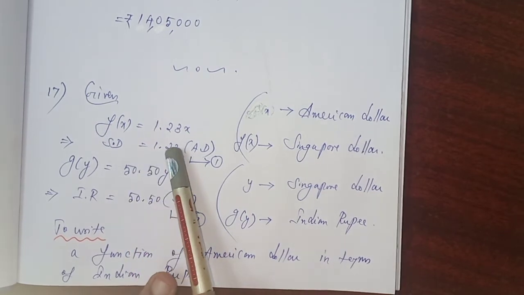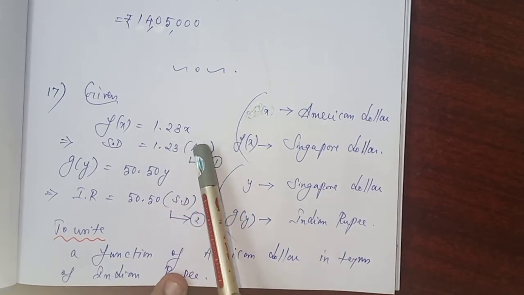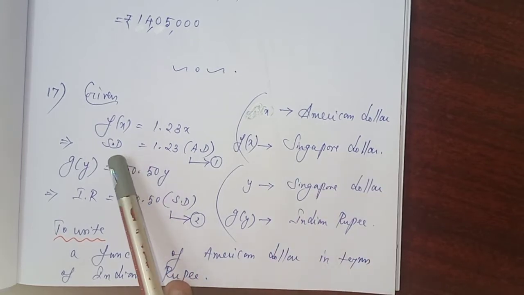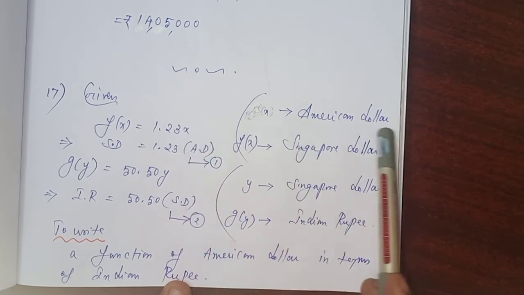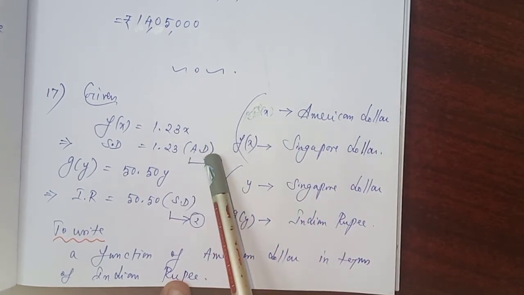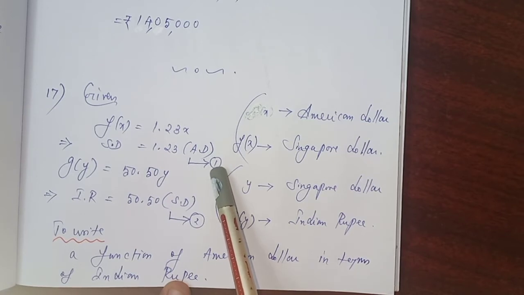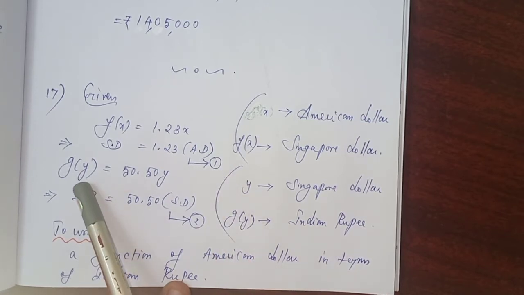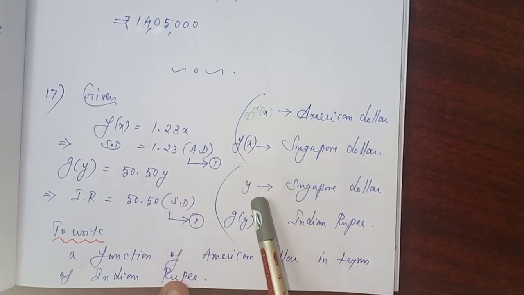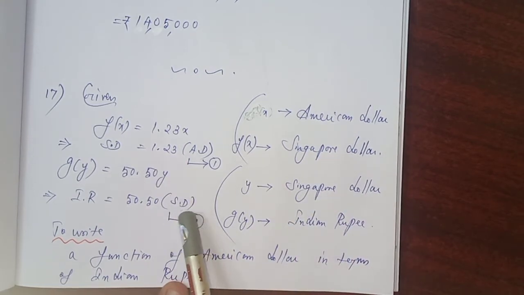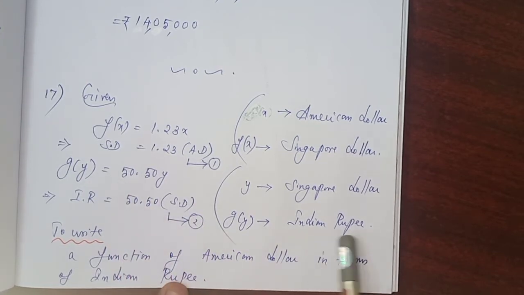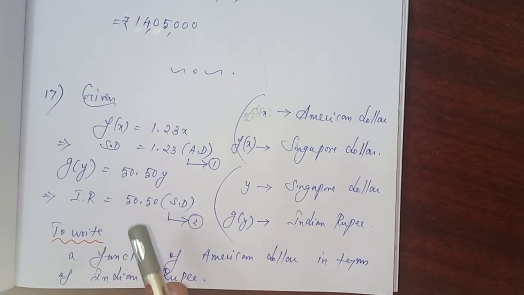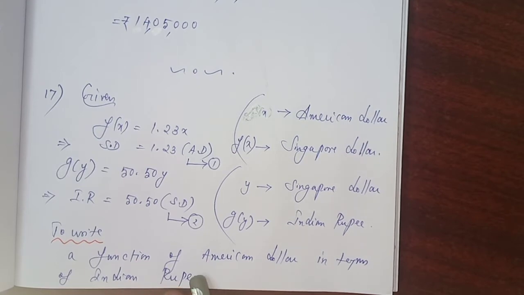Listen, you are given f of x equal to 1.23x. In this problem, f of x represents Singapore dollar, SD, that is equal to 1.23x. Here x represents American dollar, AD. Let it be equation number 1. Second function, you are given g of y equal to 50.50y. Here y represents Singapore dollar, SD. G of y represents Indian rupee, IR. To write a function of American dollar in terms of Indian rupee.